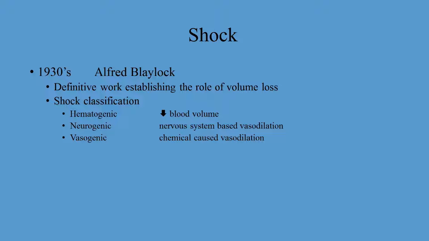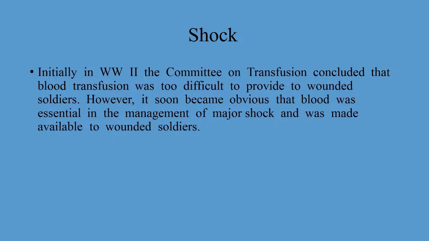Now, this work being done through the 1930s and into the 1940s and World War II paralleled a lot of discussions about blood transfusion. In the setting of hemorrhagic shock, it was understood that aggressive blood transfusion was a necessary element to resuscitating the patient. But initially, this was felt to be unmanageable due to the difficulty in providing matched blood in the combat situation. But by the end of World War II, it became obvious that this was essential to the management of major shock, and great strides were made in blood banking and transfusion medicine to address this.